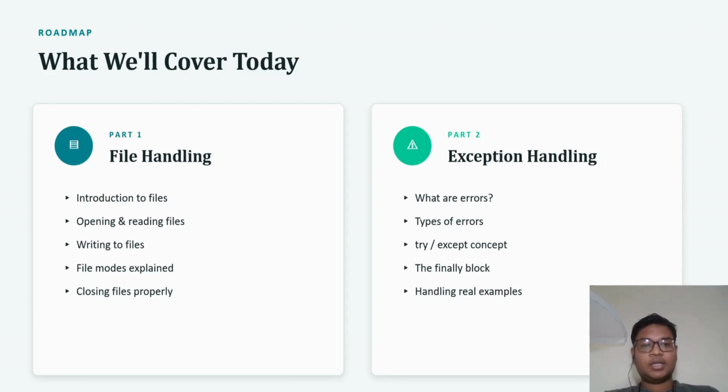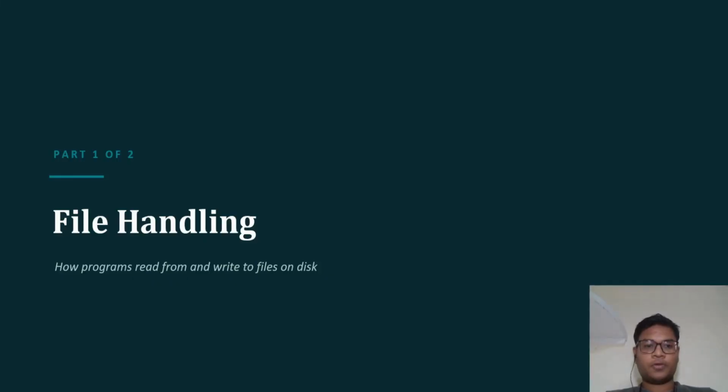In file handling, we will talk about introduction to files, opening and reading files, writing to files, file modes explained, and closing files properly. These are those 5 points. And in exception handling, we are dealing with what are errors, types of errors, try and except concepts, the finally block, and handling real examples. So this is the total agenda of what we will cover today. Now let's move forward and start today's class.